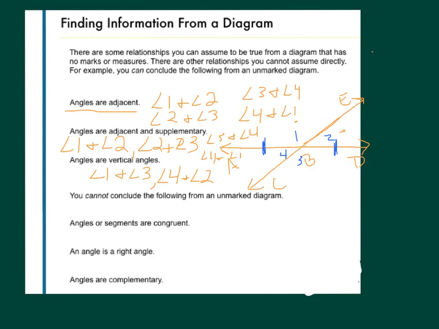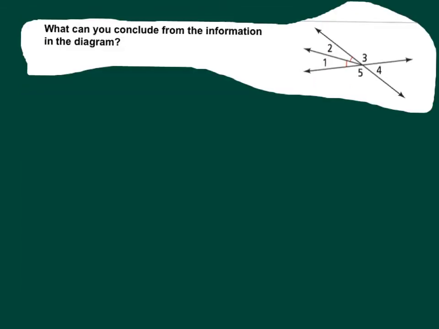An angle is a right angle. Even if you have an angle and it looks like this, we'll go ahead and name that angle 5. You cannot conclude that's a right angle just because it looks like a right angle. It has to be marked with the box or stated it's a 90-degree angle. And angles are complementary. If we have angles there, 1 and 2, we can't think that 1 and 2 are complementary because angle ABC looks like a right angle.